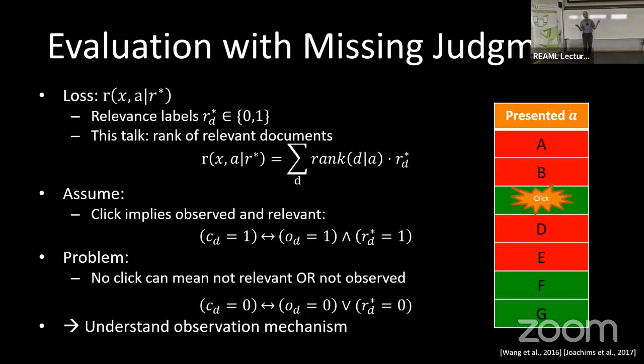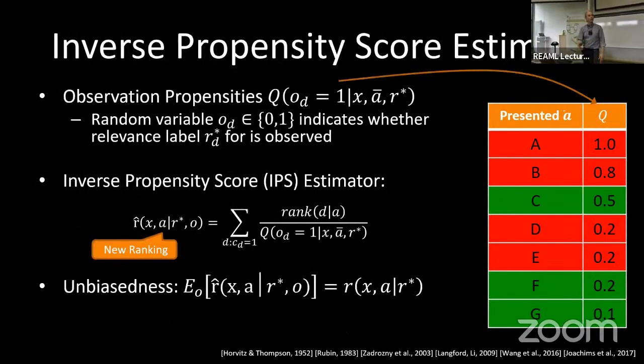That seems reasonable. The problem comes if something is not clicked, right? And that can have two causes. One cause is the user didn't find it relevant. The other cause, and that's what we want to get at, is the user didn't see it. And we need to tease these two causes apart. And it turns out that we can use the same techniques that we had in the first half.